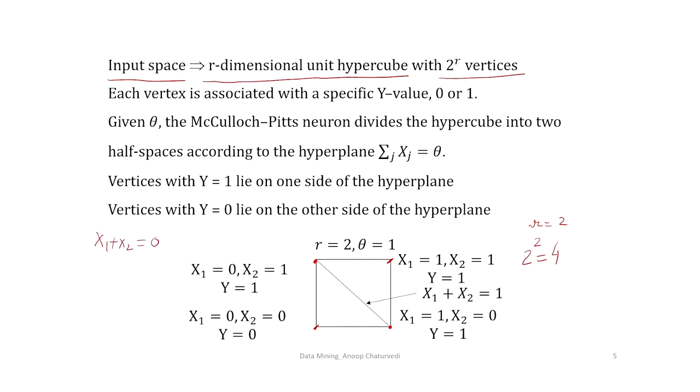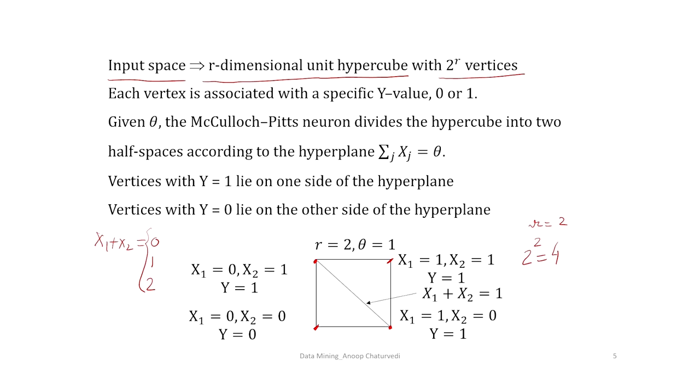It takes value 0 or 1 or 2. It takes value 0 on this vertex when both x1 and x2 are equal to 0. It takes value 1 on this vertex or this vertex, when one of the two, x1 or x2, is equal to 1. Either x1 is 1, x2 is 0, or x1 is 0, x2 equal to 1. And it takes value 2 when both x1 and x2 are equal to 1.